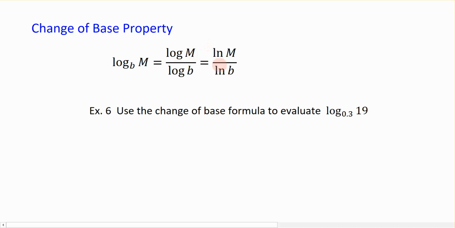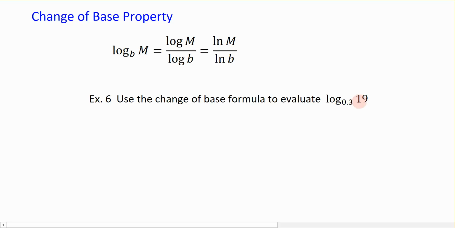So the reason you see two different formulas here is because if I'm using my calculator, I get to decide, do I want to use the log or do I want to use the ln or the natural log? It doesn't matter, you're still going to get the exact same answer. So the formula says that I'm going to take the log of the argument and divide it by the log of the base. So it's the natural log of the argument divided by the natural log of the base. Again, either one of these forms is acceptable for using it on your calculator.